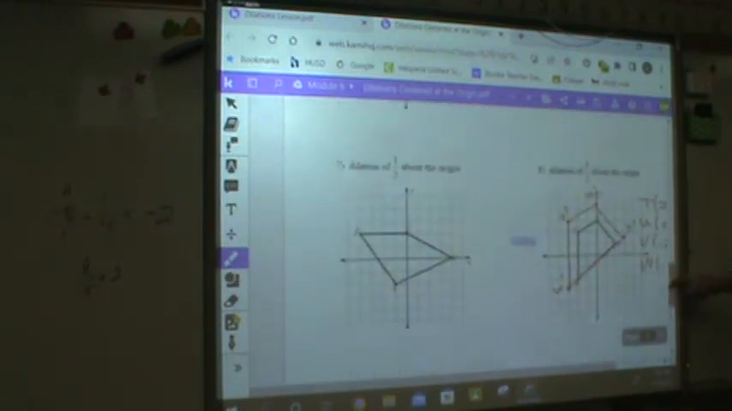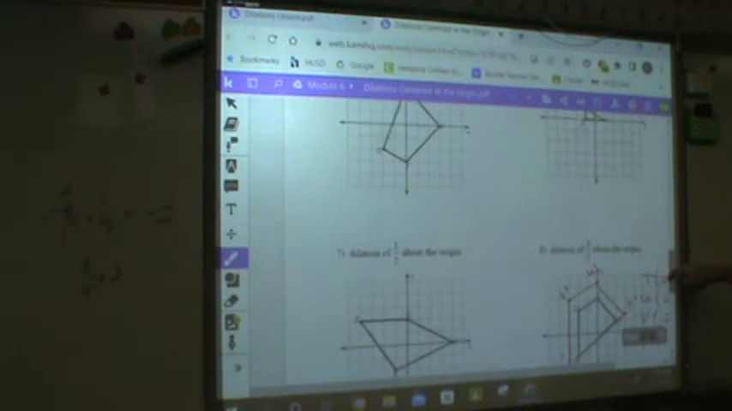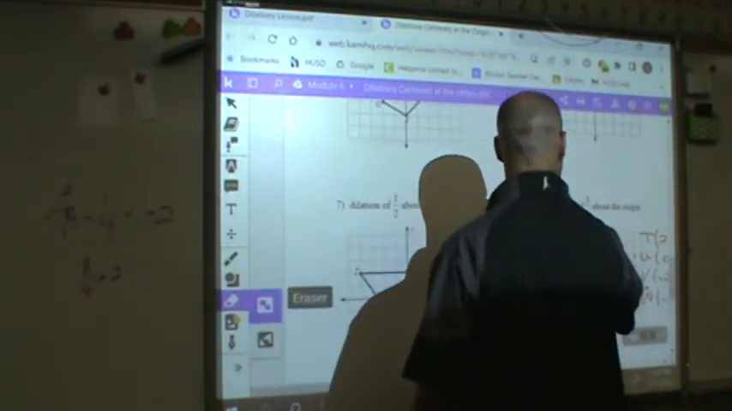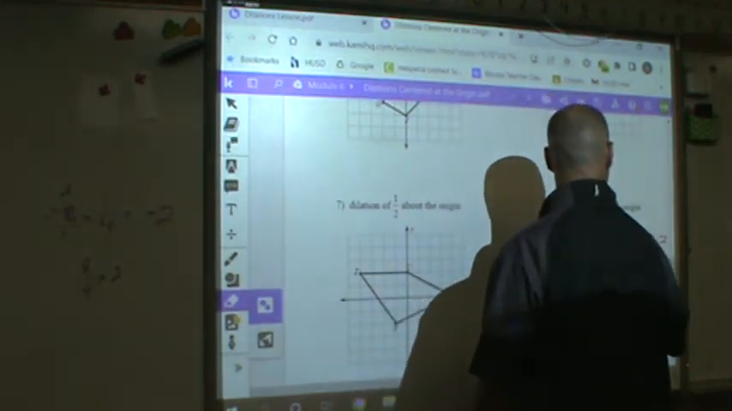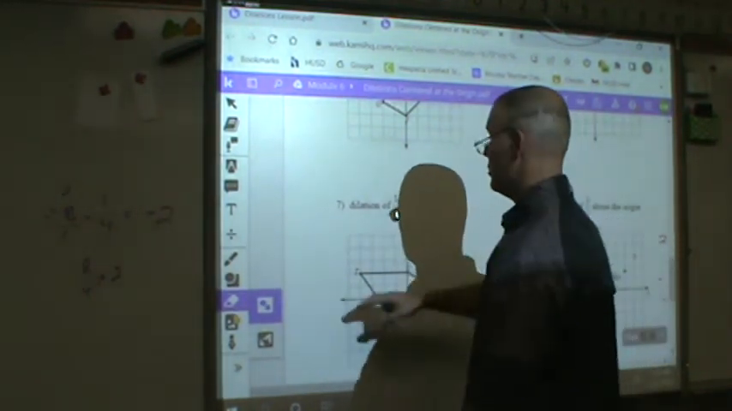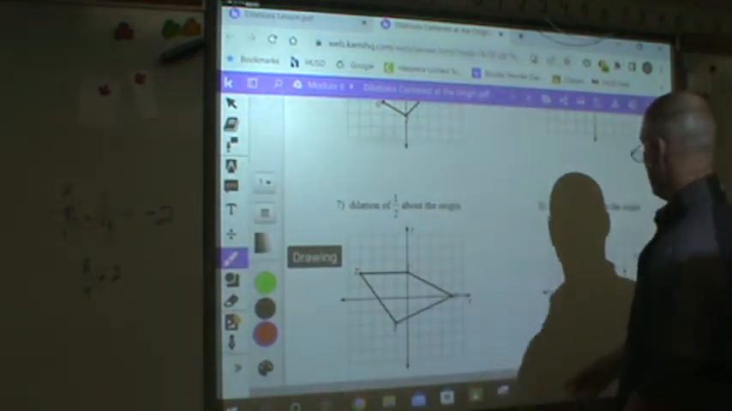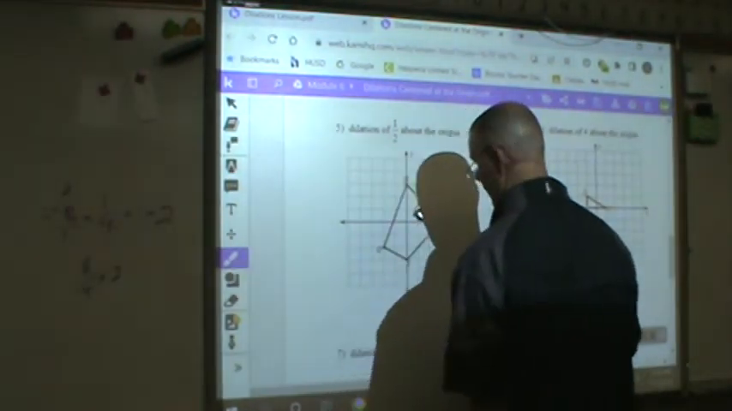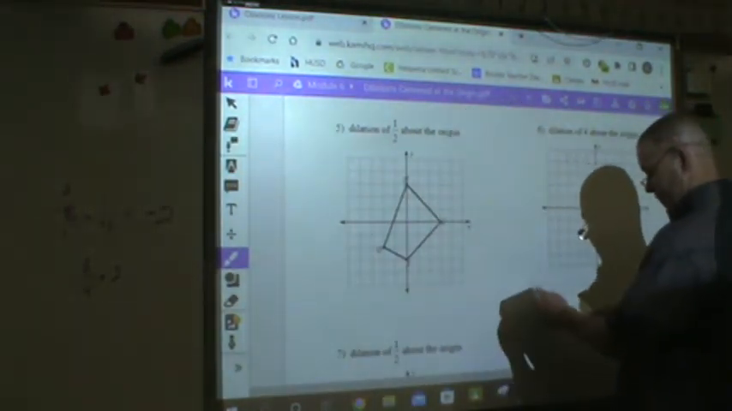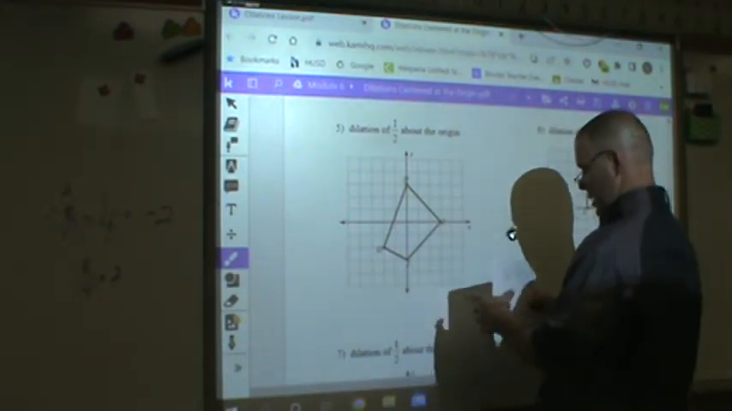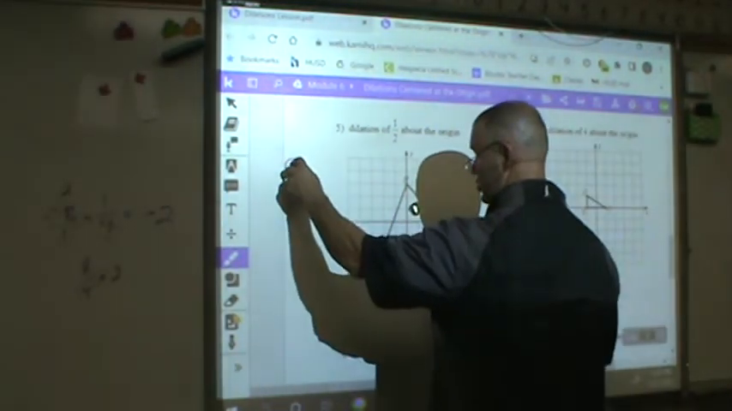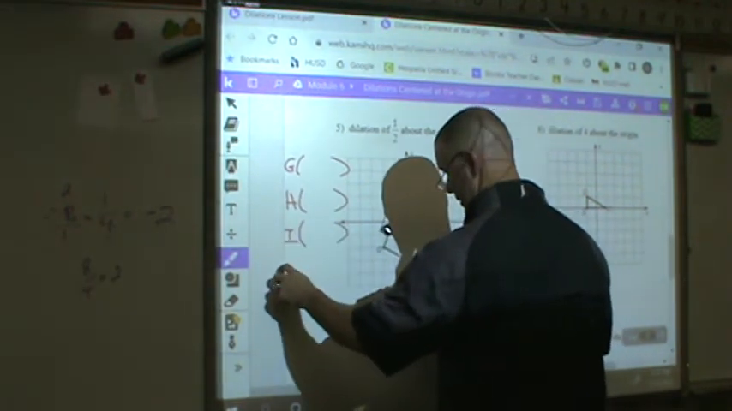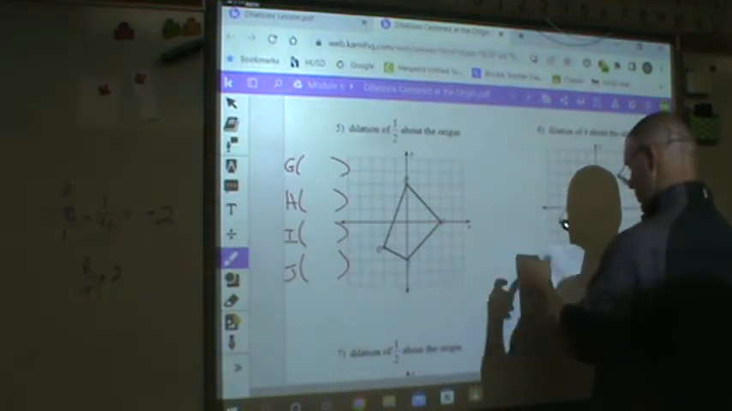Next page. The reason why I wanted to cover this, and this one's still here. I will go ahead and get rid of that, just in case you are worried about it. But the reason why I'm showing this one is because it says it's a dilation of a half, a fraction. Doesn't matter. I'm still going to find GHIJ. So G, H, I, and J. And I'm just going to kind of do this on both sides here.